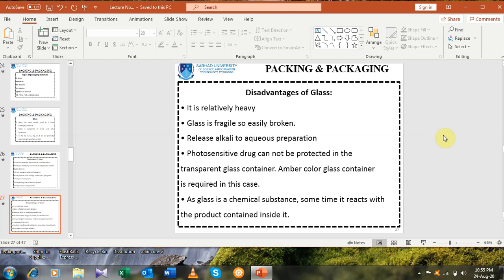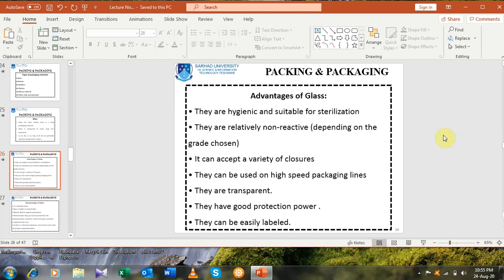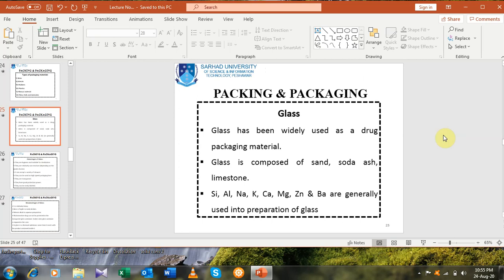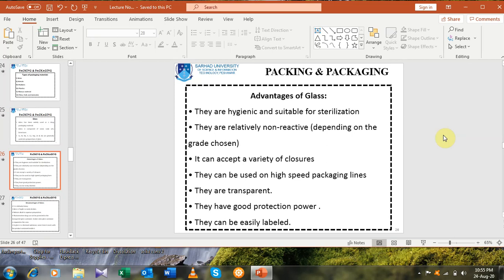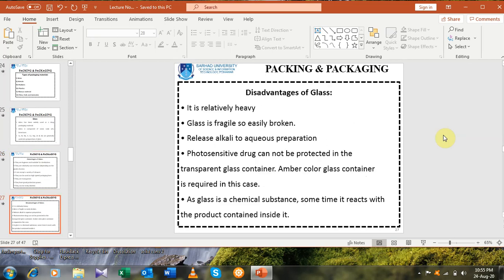There are certain disadvantages as well of the glass, because it is relatively heavy as compared to the plastic. It is fragile, so it is breakable, and it is easily broken. It is alkaline to the aqueous preparation. As I told you about the composition in the previous slide, that it is made up of soda ash and limestone, the disadvantage is that it is alkaline to aqueous preparations.